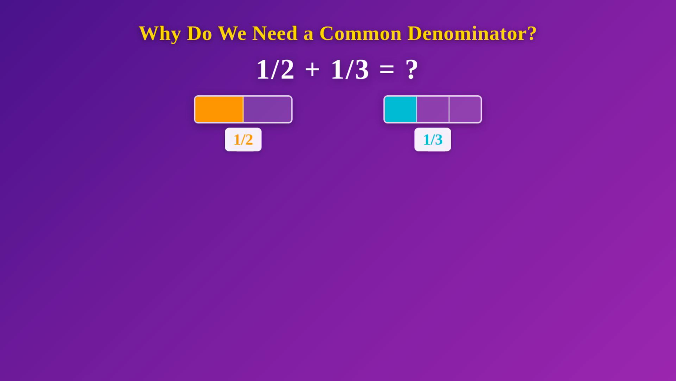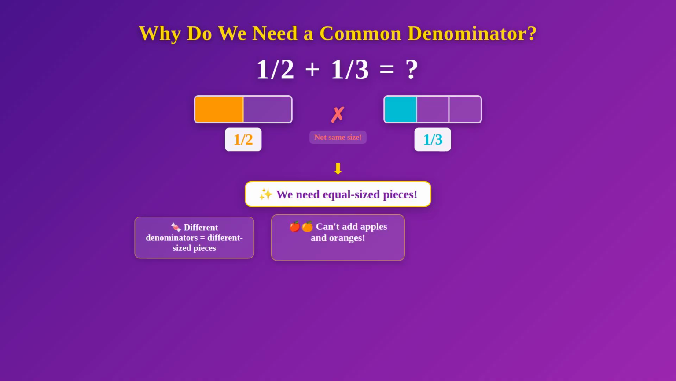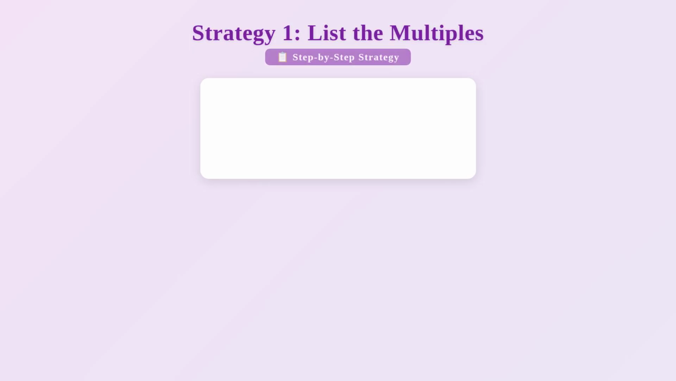Picture this. You have half a candy bar and a friend has 1/3 of a candy bar. If you put them together, you can't just say you have two somethings, because the pieces are different sizes. It's like trying to add apples and oranges. You need to cut everything into the same size pieces first. That's exactly what finding a common denominator does. It makes all the pieces the same size, so adding them becomes totally easy.